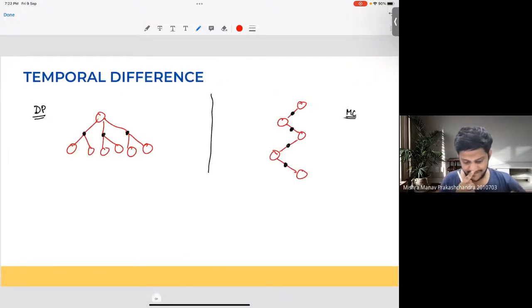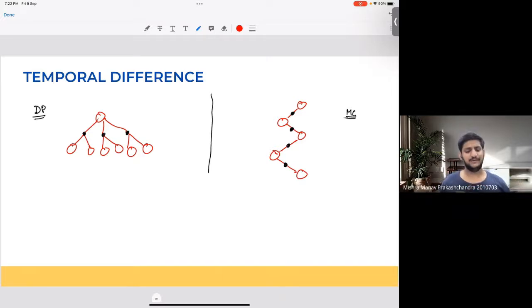Next up, we have this temporal difference method. Before that, we have looked at two different kinds of updates or methods to deal with the reinforcement learning problem. One is the dynamic programming approach, and the other is the Monte Carlo approach.